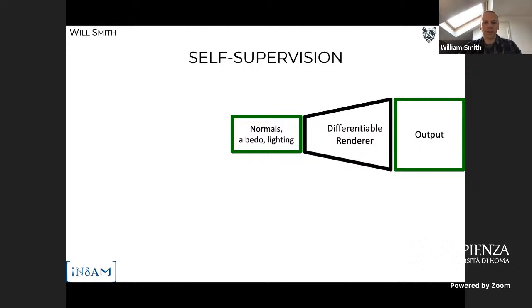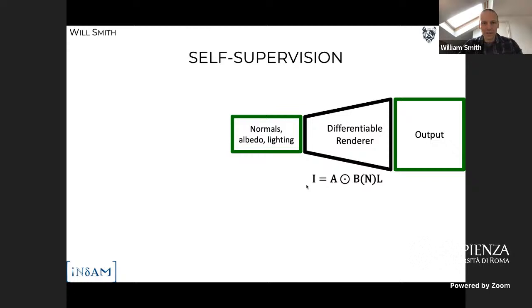So let's say that we'd like to solve the inverse rendering problem. And the idea is that we know how to model the forward problem. So let's say that the quantities we're going to try and predict are surface normals, albedo map, and lighting. And we know through physics-based reflectance models how we can combine these quantities through some kind of differentiable renderer to produce an output image. So for example, we might use spherical harmonic lighting, which depends on the surface normals and a light source vector, and an albedo map to produce an image.